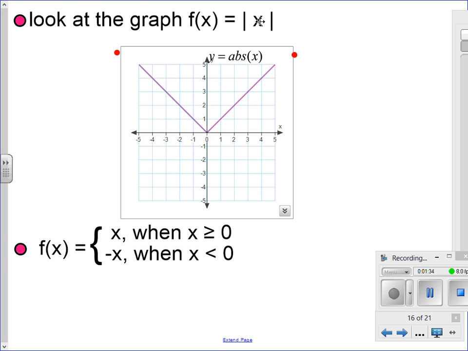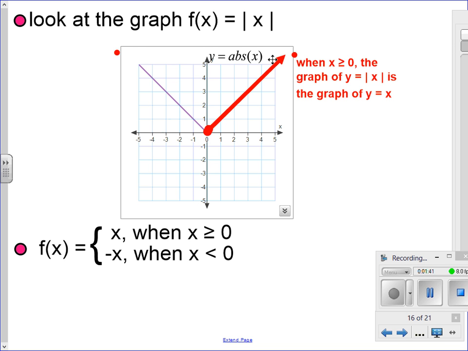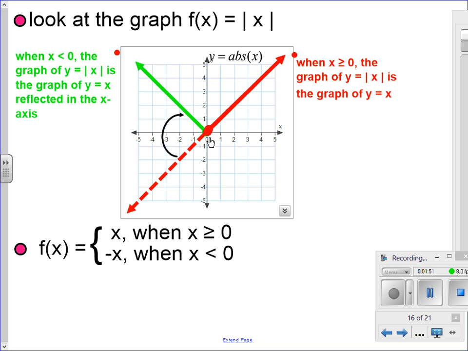So if I look at the graph of absolute value of x, you can see where these two pieces come into play. So that positive piece is this piece here that stays the same. So when x was greater than or equal to 0, the graph of absolute value of x was just the graph y equals x. So it stayed the same. But when we had x less than 0, this piece here, this negative piece, is reflected in the x-axis. So the graph of absolute value of x becomes the graph of y equals x reflected in the x-axis.